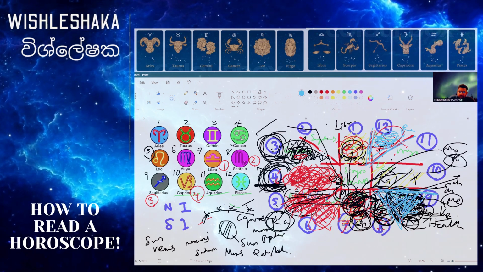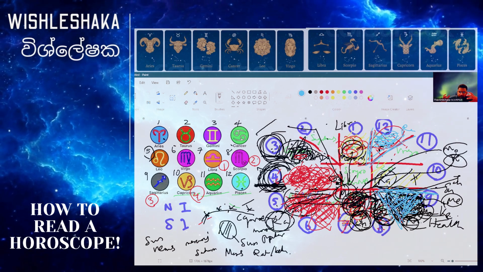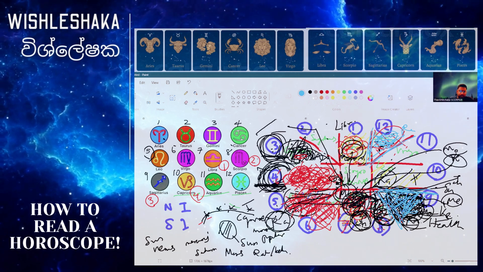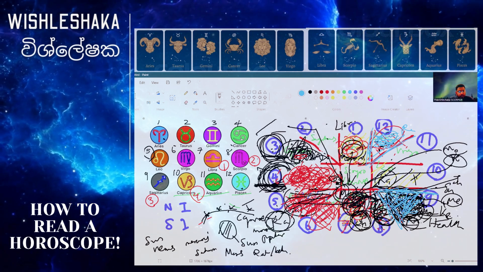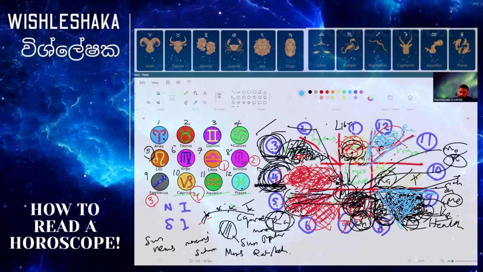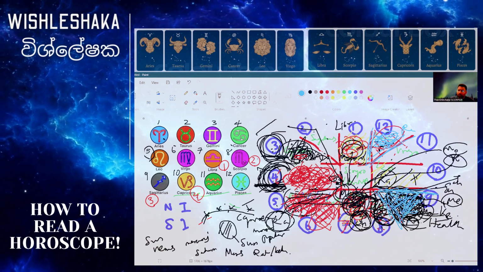9th house is like the successful journey abroad. In ancient times, they didn't go to foreign lands, but they went to different countries, working for years. So if the 9th house is powerful, that person came back successful.